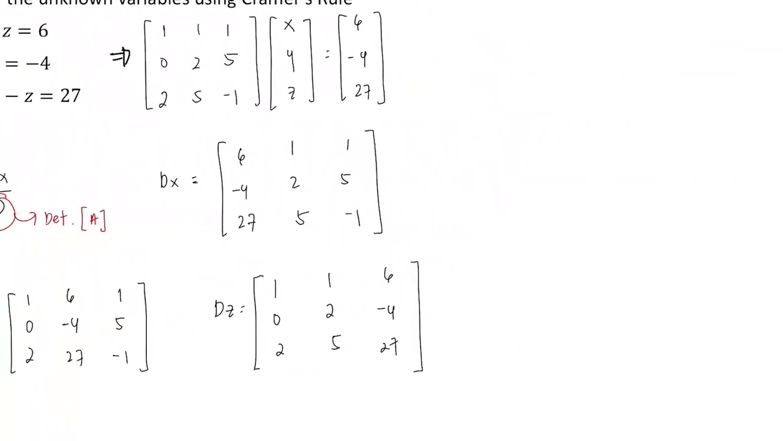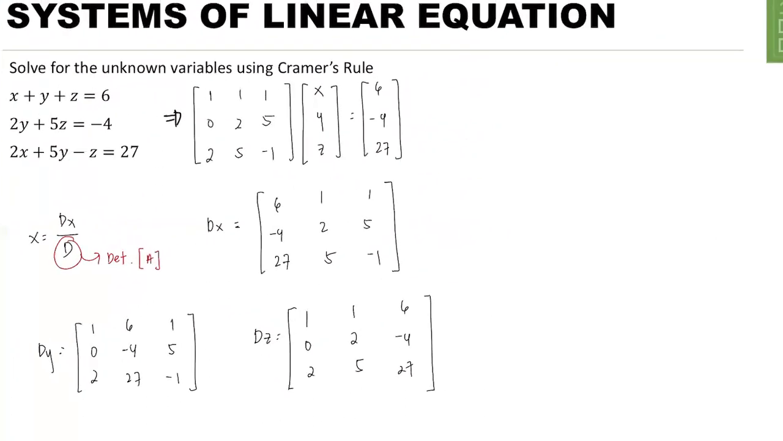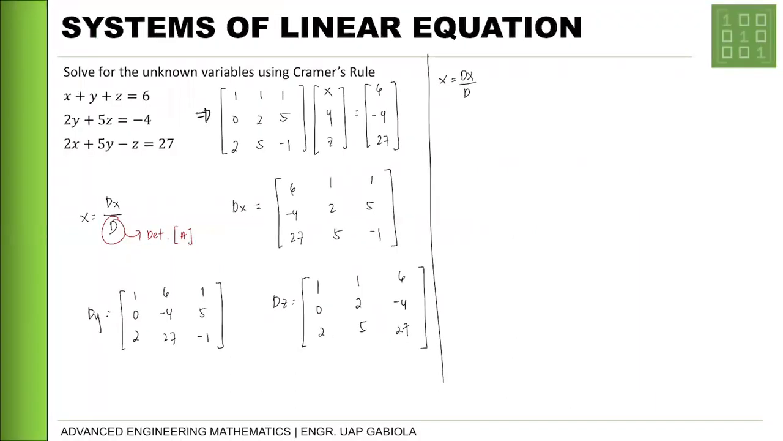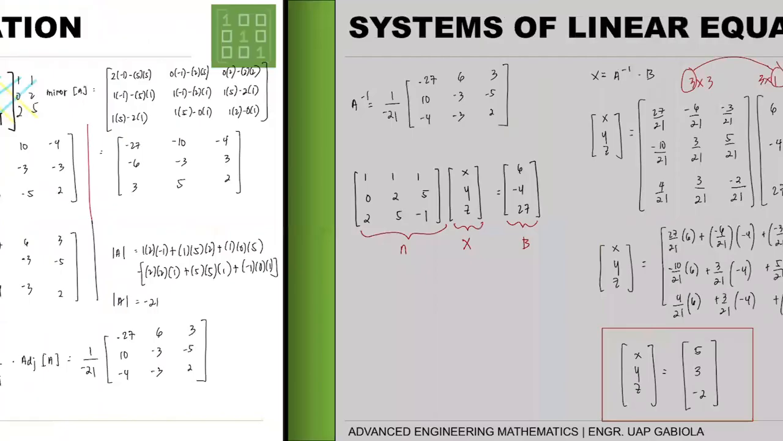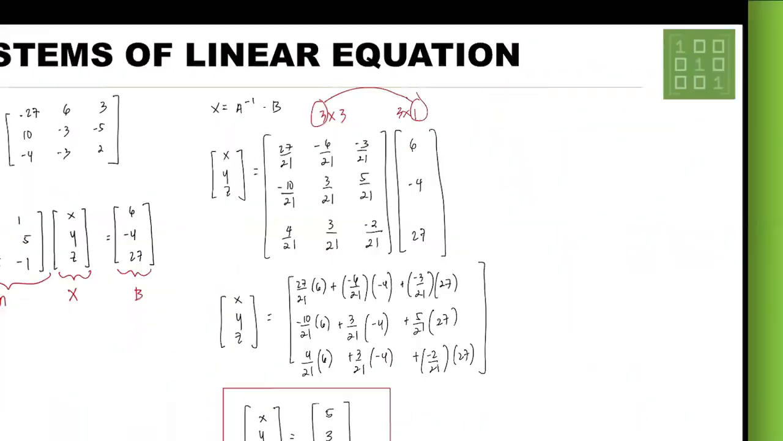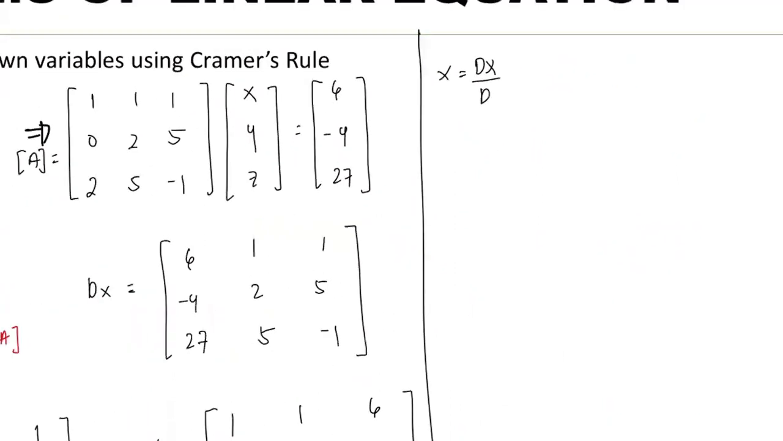So, para i-apply natin, kunin lang natin yung mga determinants. Okay? So, apply na natin sa first one. So, sa x muna tayo. Determinant ni x over determinant ni matrix mismo. Okay? Pero, kanina nakuha na natin ang determinant ni matrix, how much? Negative 21. No? So, meron na agad tayong value na negative 21 para sa denominator natin. Negative 21 yung value niya.